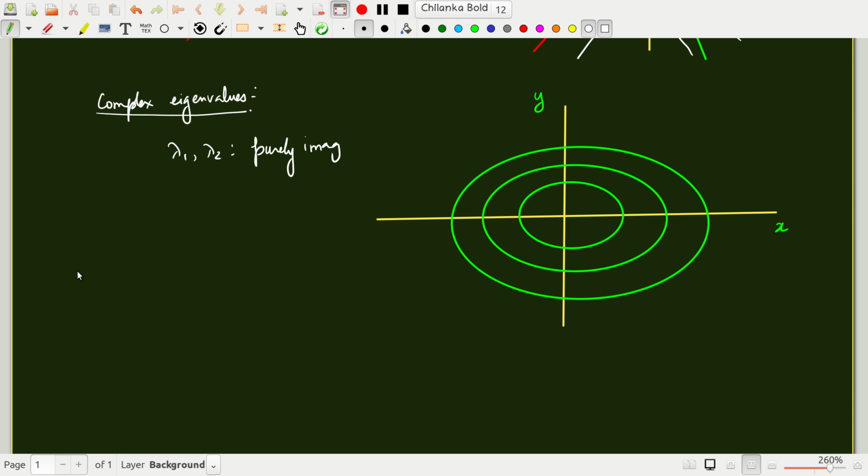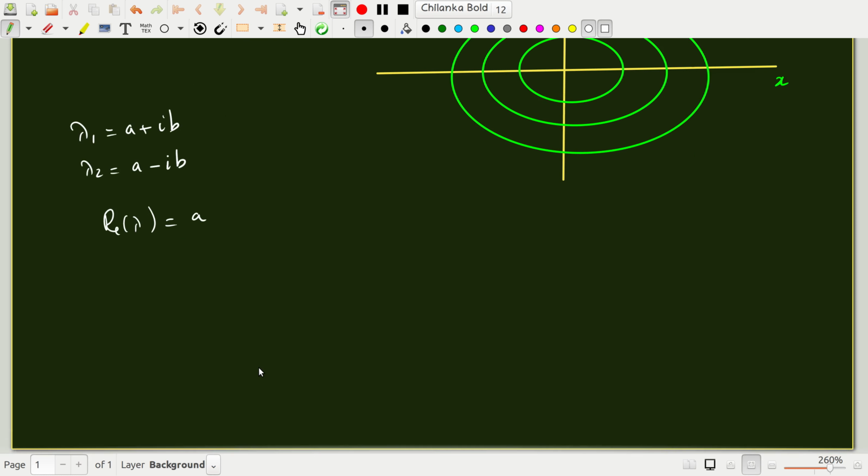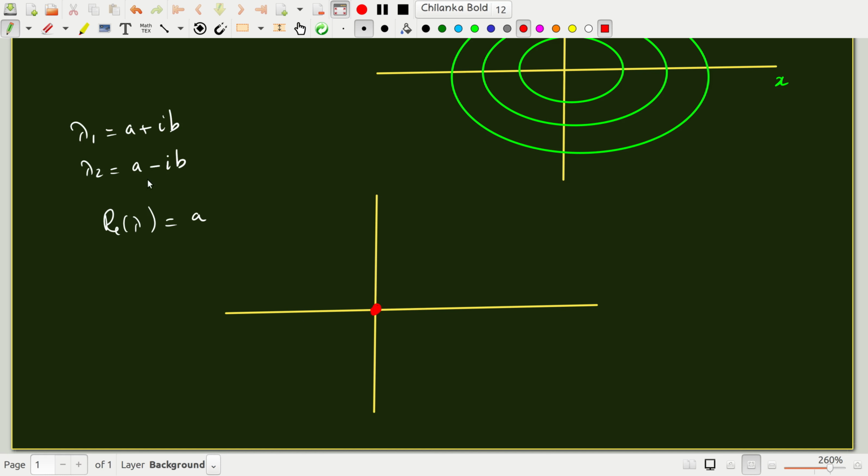That is, lambda 1 will be a plus ib, and lambda 2 will be a minus ib. Depending on the real part of lambda, which is a, you can figure out whether a fixed point is a stable or unstable spiral. Suppose you have a fixed point here. If the real parts of both lambda 1 and lambda 2 are positive, then things are going to spiral out.